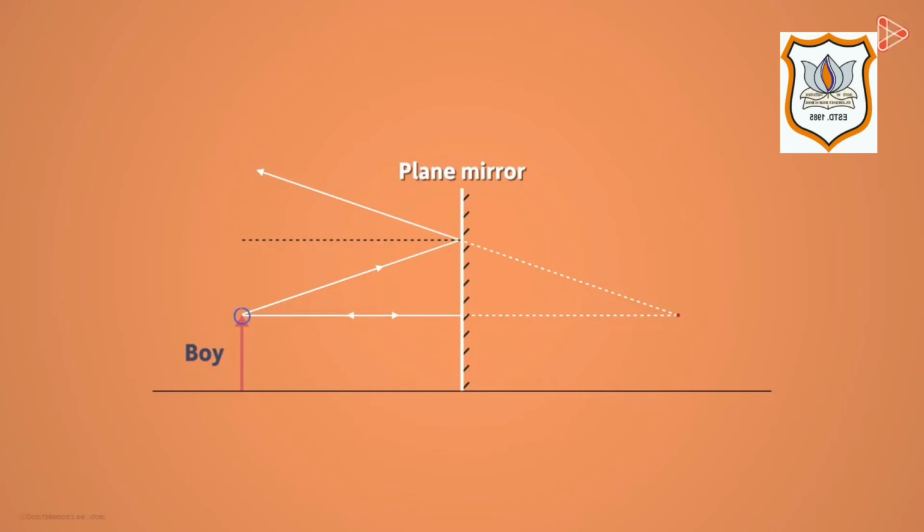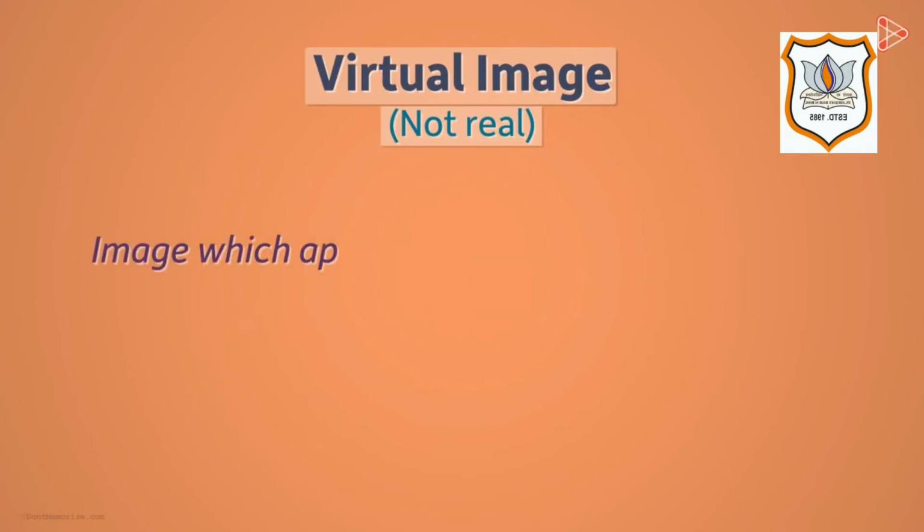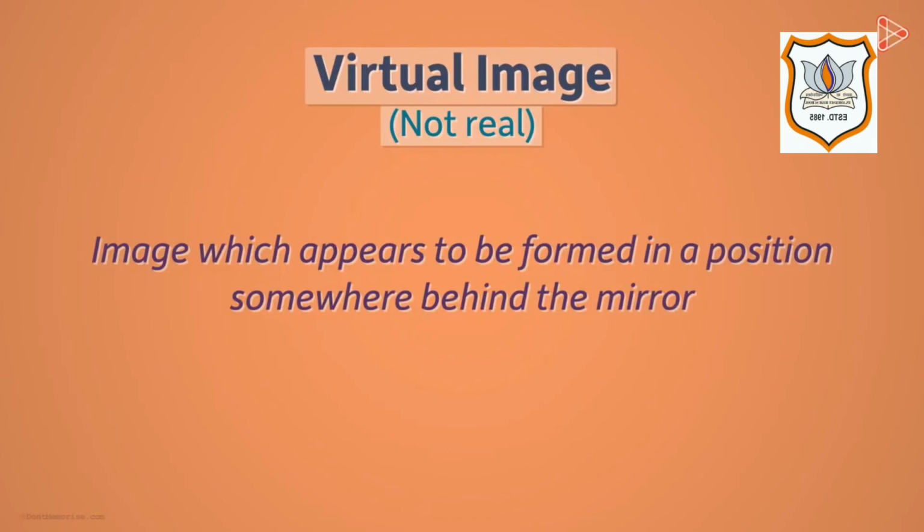So we just consider the top of the arrow here. We can do something similar for the remaining points on the object to get the complete image. So we say that the image formed here is virtual, or in other words, not real. You can think of a virtual image as an image which appears to be formed in a position somewhere behind the mirror. But in reality, it isn't there.